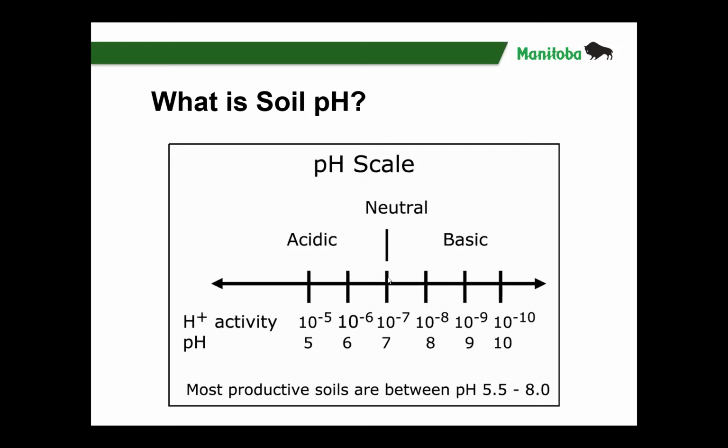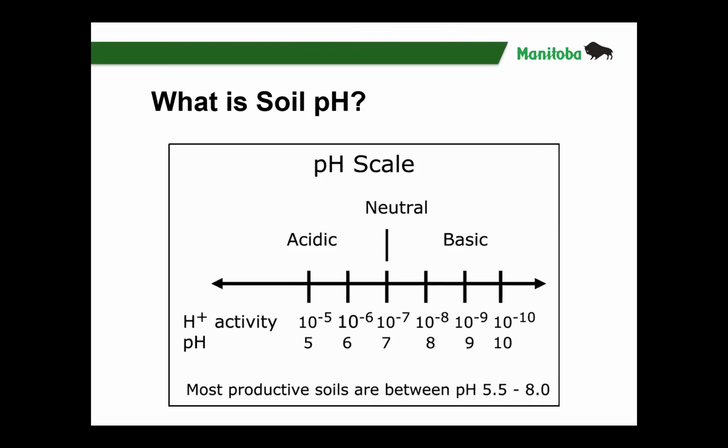Because it's negative logarithmic, the change from 5 to 7 is actually 10 times 10, so a 100 times decrease of hydrogen ion activity. That's what is actually associated with the pH number on that scale. When we talk about productive soils, we're often talking about soils somewhere within the realm of a pH of 5.5 to 8.